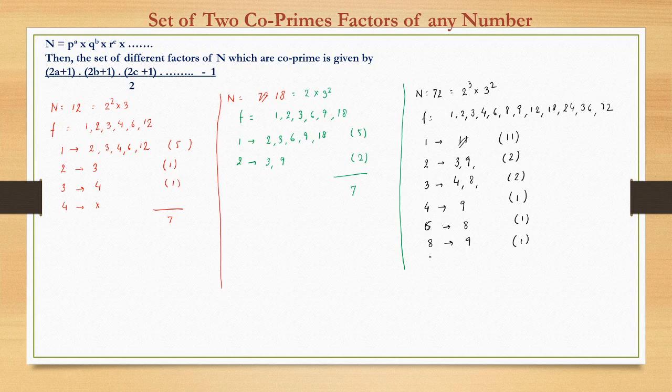And then after this 9, I think post 9, all the numbers have a factor in common. So what will be the sum? 11 to 13, 15, 16, 17, 18. So this way we can find the set of two numbers which are co-prime to each other, or relatively prime to each other.